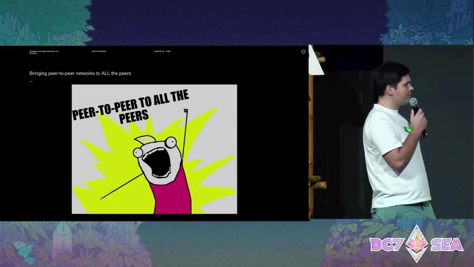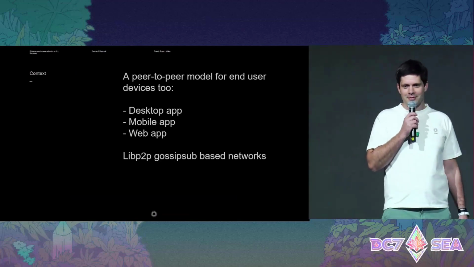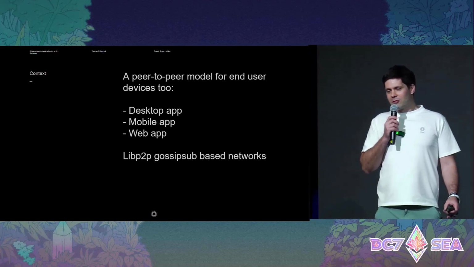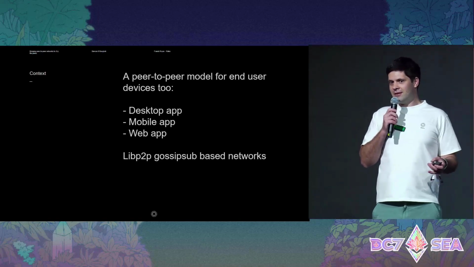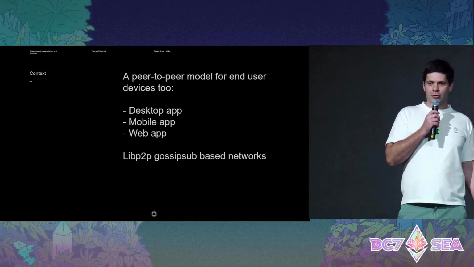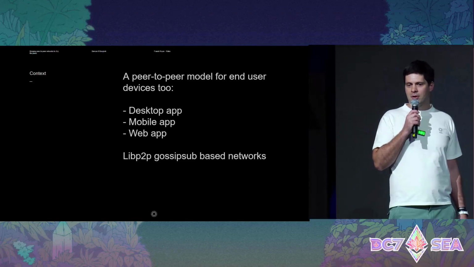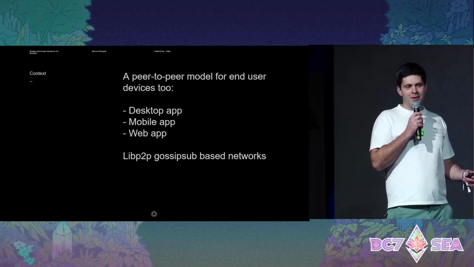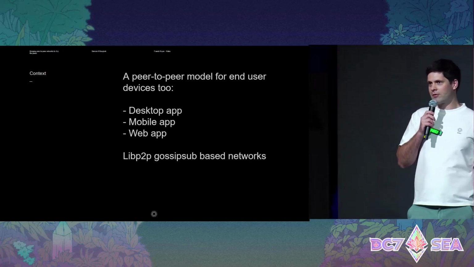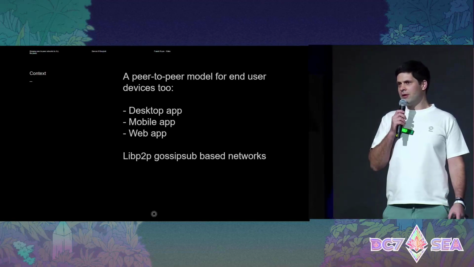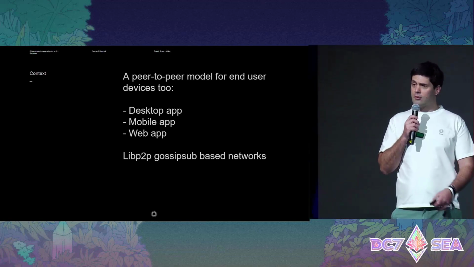So, bringing peer-to-peer networks to all the peers. What are we talking about? We are trying to create a peer-to-peer model for end-user devices to be included in this model. By end-user devices, I mean desktop app, mobile app, web app in the browser. And more specifically, we are talking about libp2p gossipsub-based networks. For those who don't know, gossipsub is what is used on the Ethereum network for the beacon chain as a network layer.